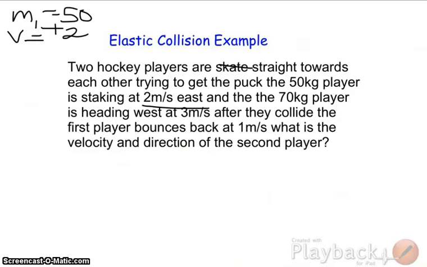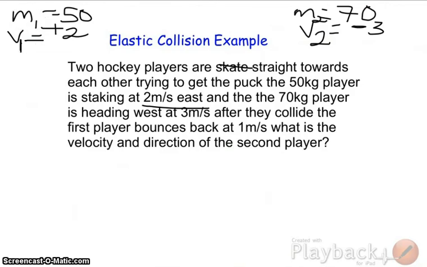The 70 kilogram hockey player is heading 3 meters per second west. So -3. Now this is your second mass, this is also the second velocity, and this is your first velocity. Okay, M1, mass of the first mass before. Okay, so V1 is just the velocity of the first mass before.